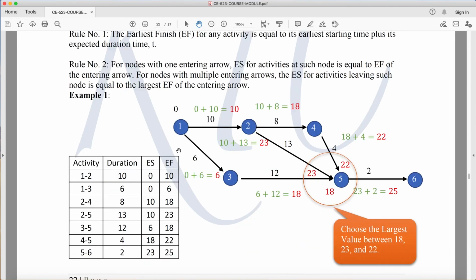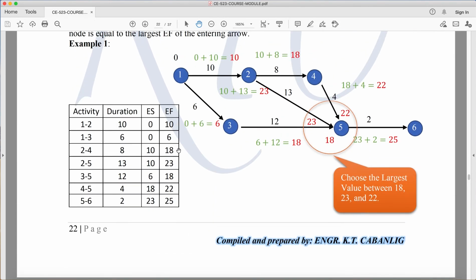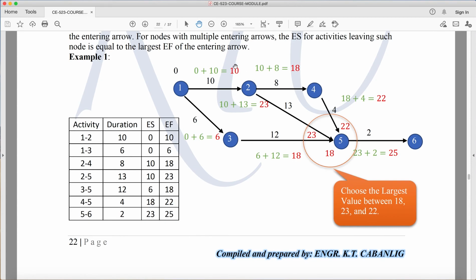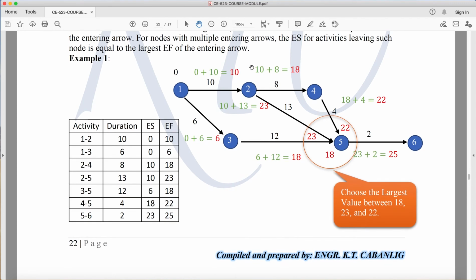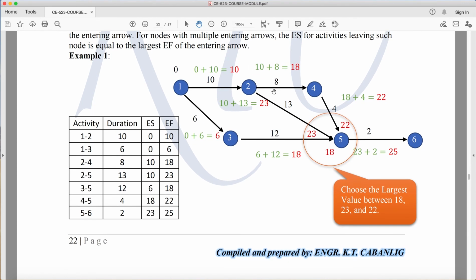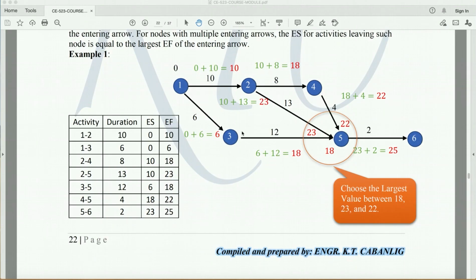Okay? Now, for example here, yung EF nung preceding activity would be the ES of the succeeding activity if iisa lang yung arrow. Now, if maraming arrow, maraming preceding activity, the ES or the early start would be the largest value. Okay? So, let's try to construct this diagram. We are going to do our early start, early finish in the next video. So, stay tuned.